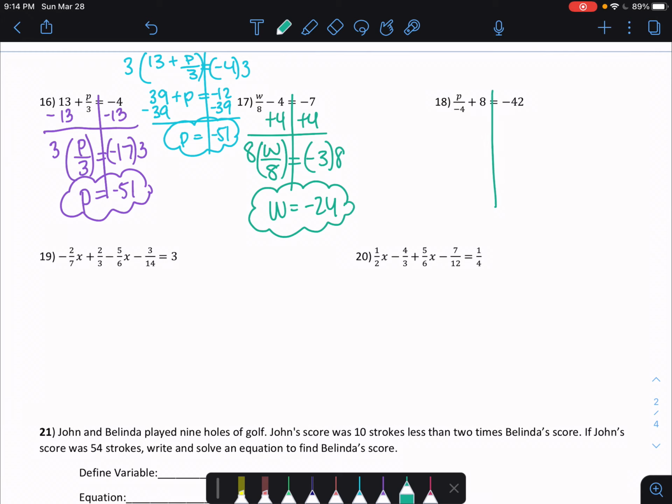In number 18, this time I'm going to subtract the 8 from both sides. And I get p over negative 4 is equal to negative 50. Now I can multiply by negative 4. So p equals positive 200.